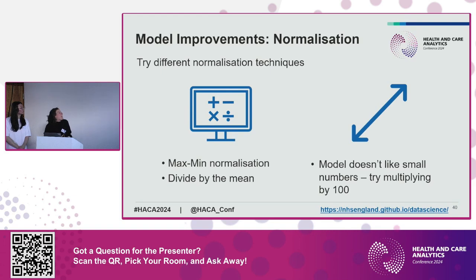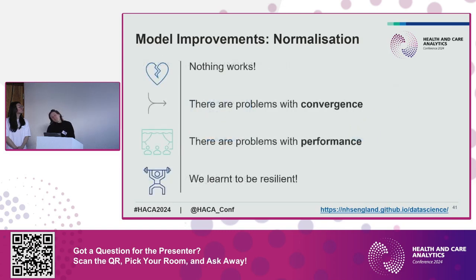So we were undeterred. We tried some other methods. We tried max-min normalisation and dividing by the mean, which are both methods where you don't get negative numbers. We found then that the model didn't like having quite small numbers, so we tried normalising and then multiplying by 100. But we found none of these really worked. There were problems with convergence, and there were problems with performance. It didn't forecast very well. And I suppose this was just a stream of work where we learned to be resilient. Sometimes work on projects is like finding out that stuff doesn't work. And that was what happened with this stream of work. We haven't incorporated this into the actual model we use.